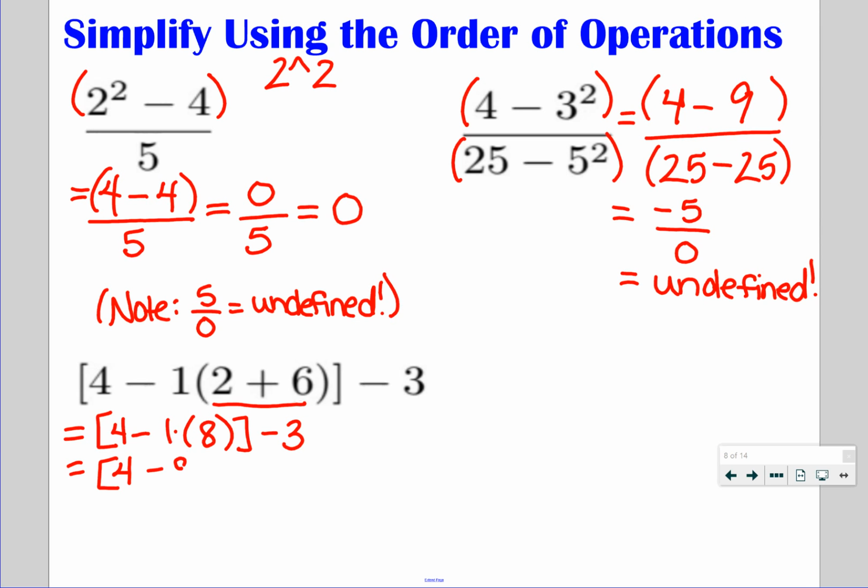So 1 times 8 gives me 8. And then if I finally simplify that bracket, 4 minus 8 gives me negative 4. Minus 3 for the last step, do my subtraction, and I will have negative 7.